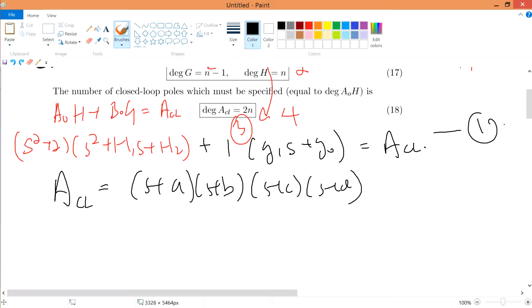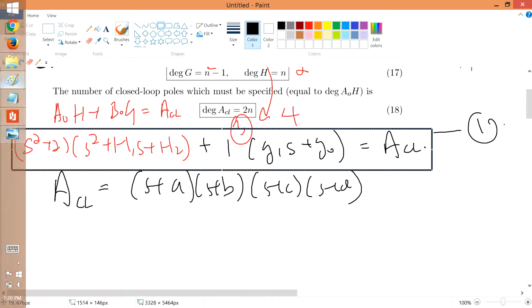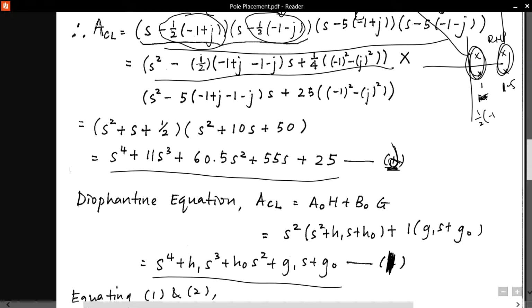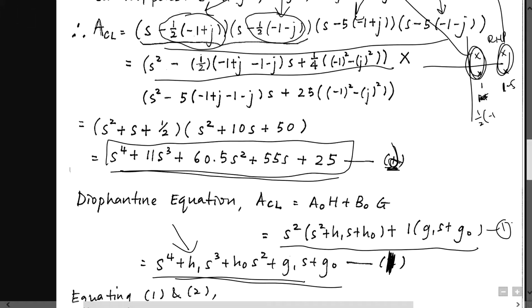So this one, if I were to expand, I should get the same thing over here, which is the one that we found just now. This is our equation 1. If I expand, it becomes like this. And then for the second equation, which is the one that we have just found using our complex conjugate, you have all these values, and therefore this 11, this 60.5 and 55 correspond to your H1, H0, G1 and G0.